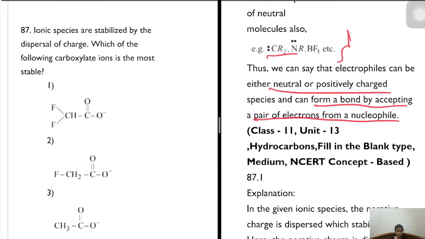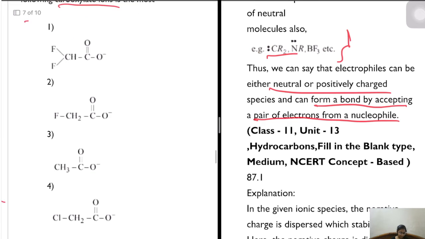Let's move to the next question. Ionic species are stabilized by the dispersal of charge. Which of the following carboxylate ions is the most stable? Let's see. Wow, this is very stable. Why? It has 2 fluorine and equivalent resonance.